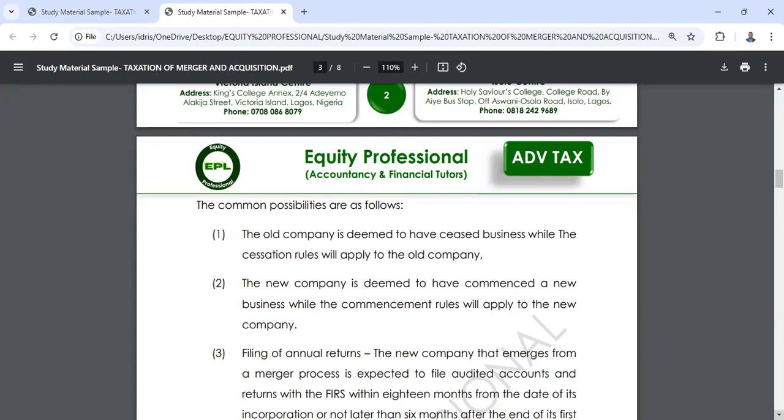The next one, the new company, that new company that they just formed, AB Limited, is deemed to have commenced business. That new company, we are going to assume that it just commenced a business, and commencement rule will apply to the new company.